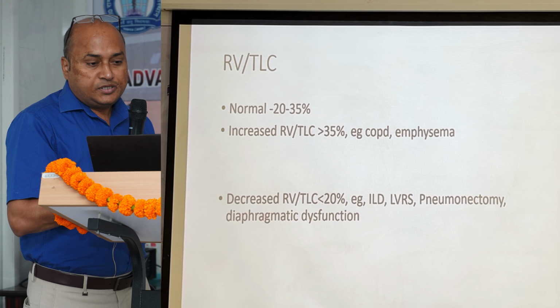There are a few tracings. This is one parameter that is usually required many times, as told earlier. The RV/TLC normal range is 20 to 35%. If it increases more than 35, it goes in favor of obstructive disease, and if it reduces, it goes in favor of ILD, pneumonectomy, or lung volume reduction surgeries.